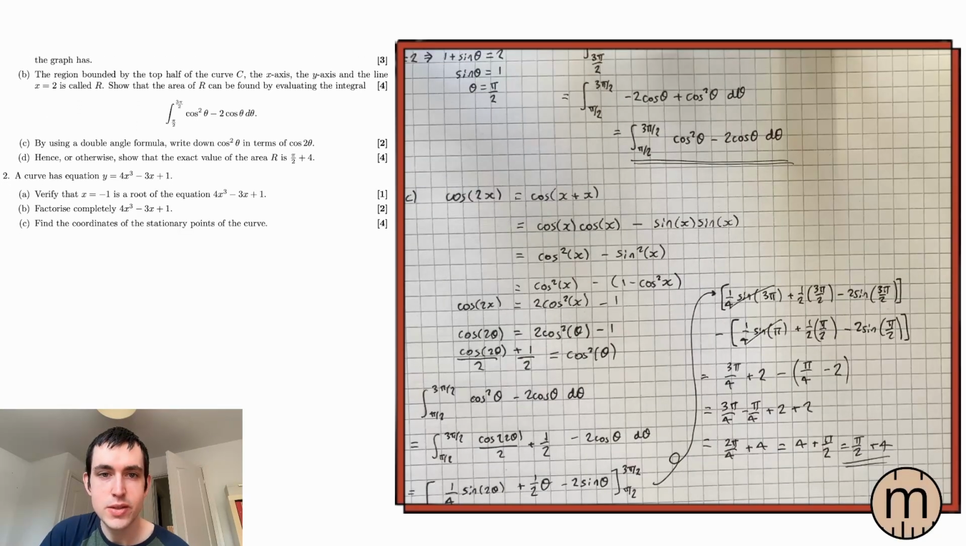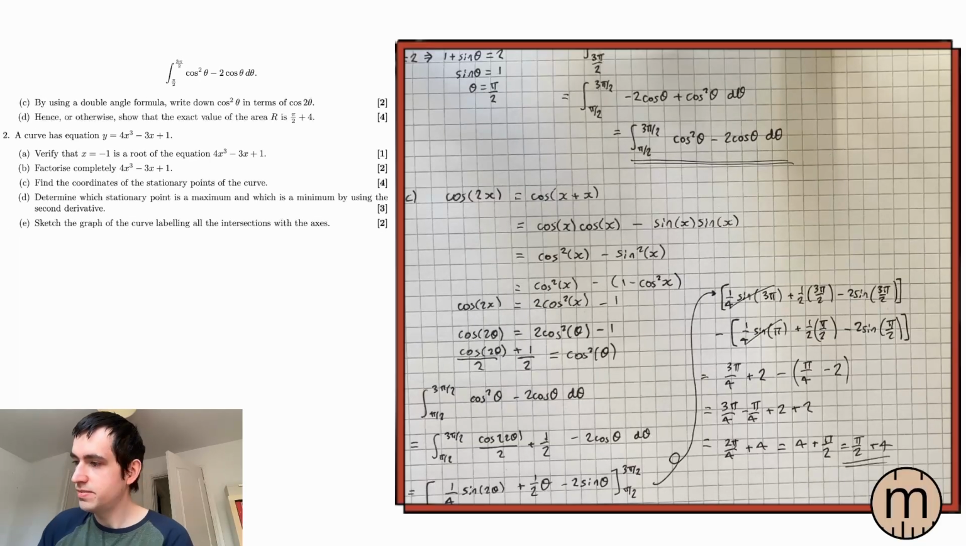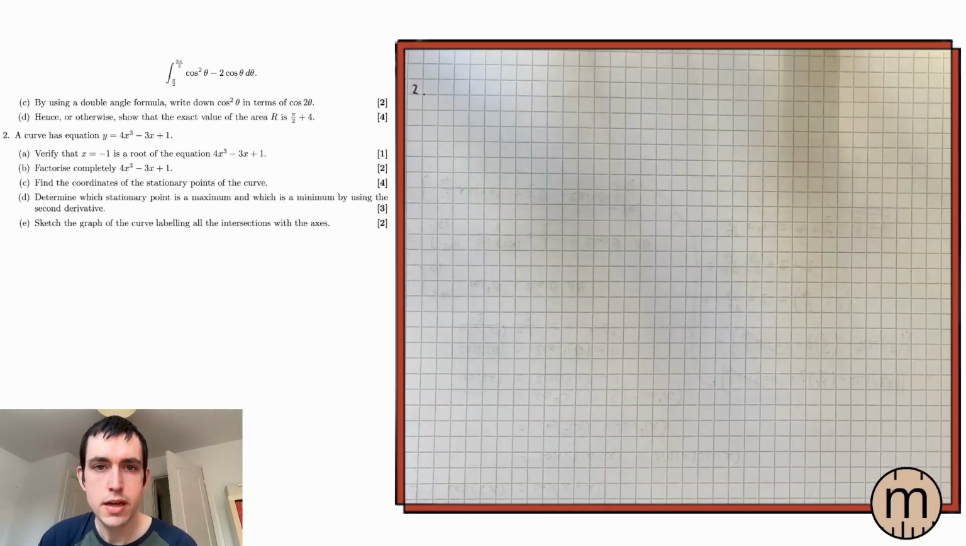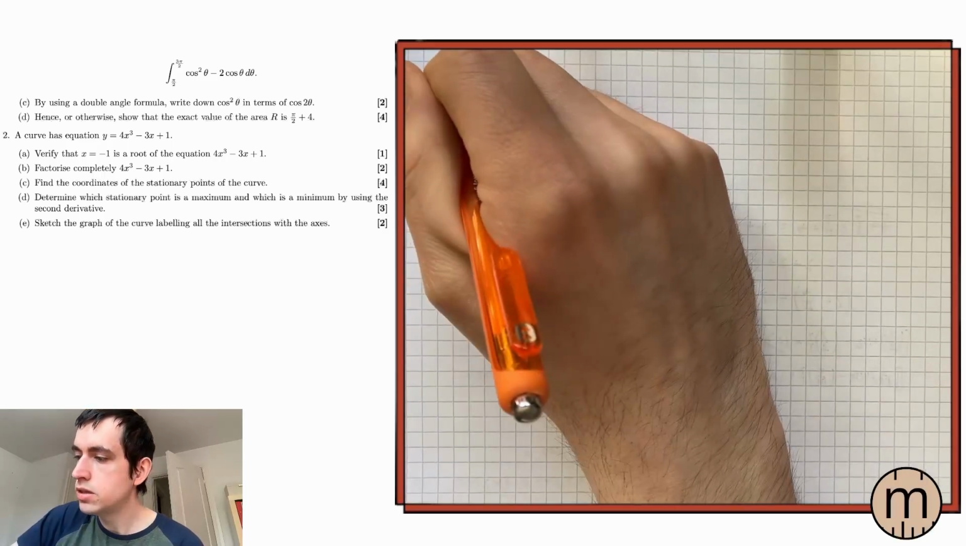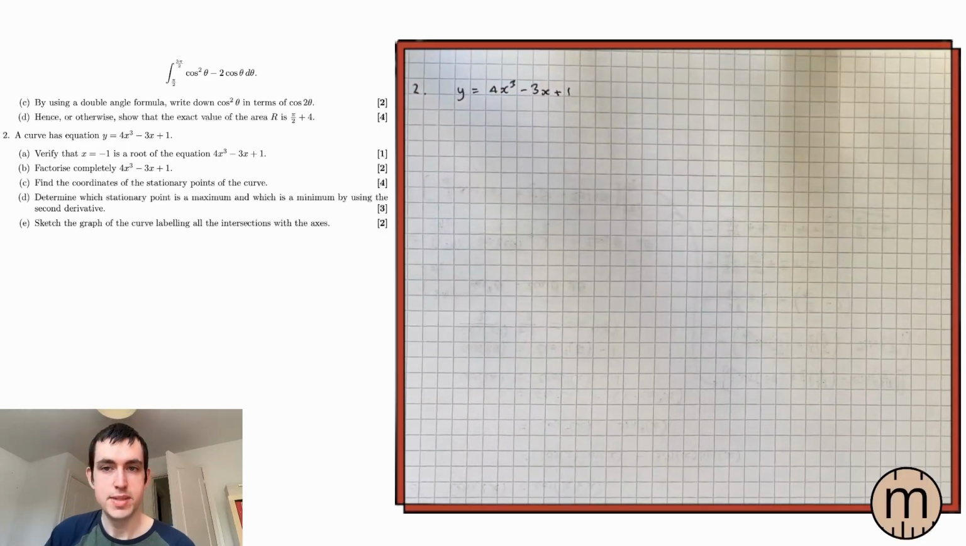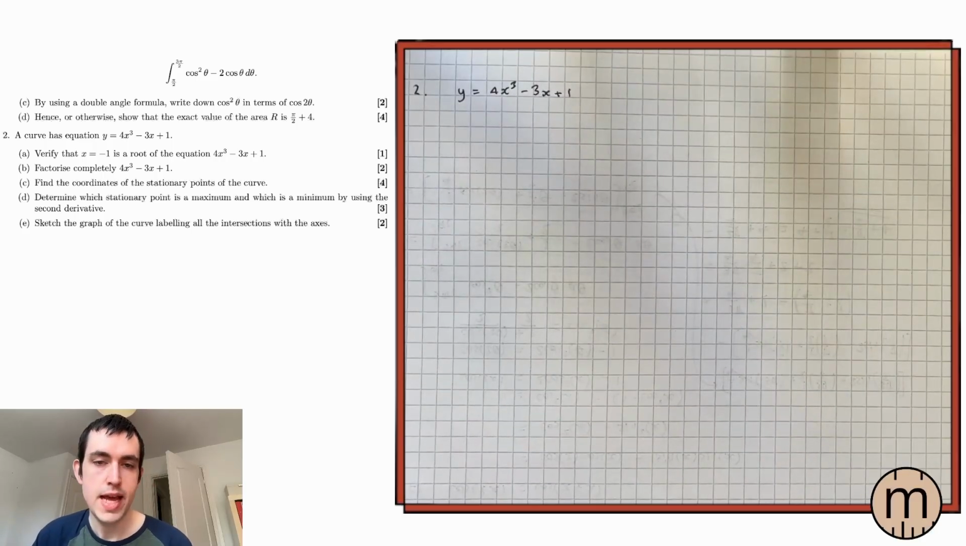Let's move down to question 2, which has 3 parts. Lovely. In question 2, we are given a curve with the equation 4x cubed minus 3x plus 1. So I'm going to write that down. Seems like it's going to be useful. In part A, we are asked to verify that x equals minus 1 is a root of that equation. It should really say the equation that equals 0. I'll change that at some point.